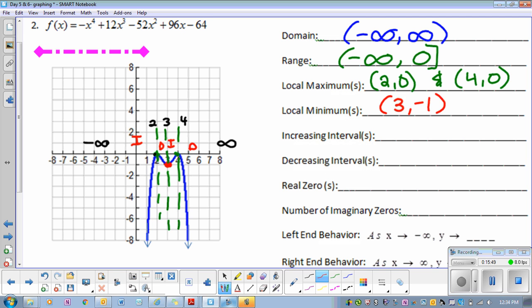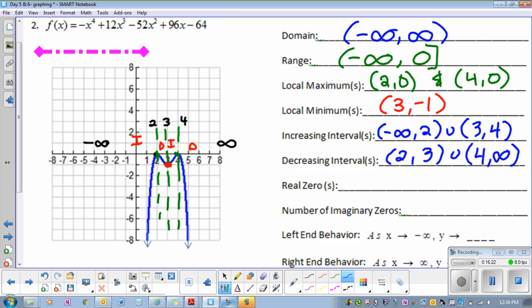Remember, you have to use parentheses. There are no brackets here. And how do you join these intervals? Not a comma. A little u. Okay. So increasing is from negative infinity to 2, U 3 to 4. Decreasing is from 2 to 3. Okay.